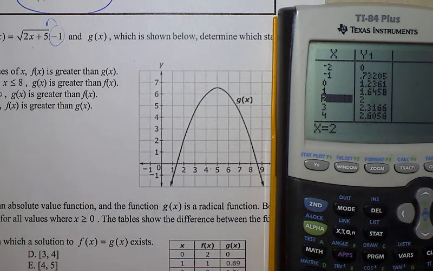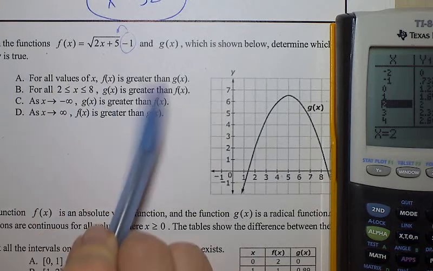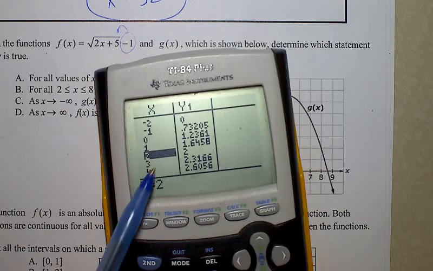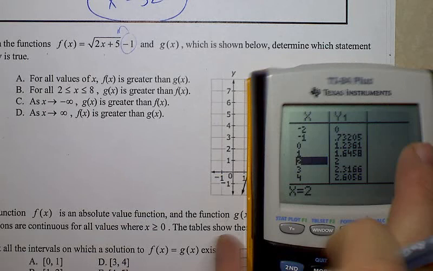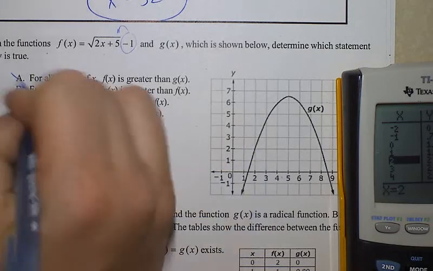Oh, they're the same. This says for all values, this is always greater than this. So 2 goes with 2, and 2 goes with 2. That tells you that this is not greater, so I don't have to go any further. A value of 2 is not greater than a value of 2. They're equal.